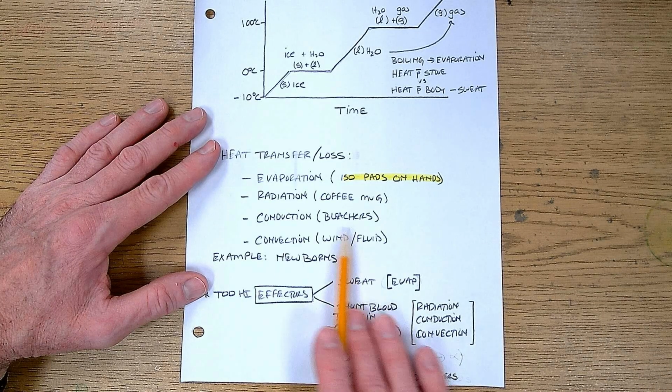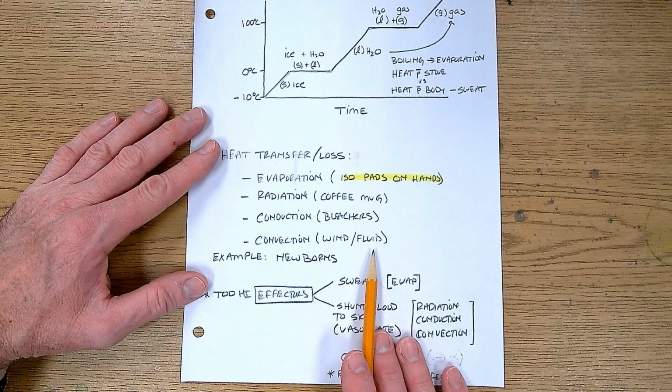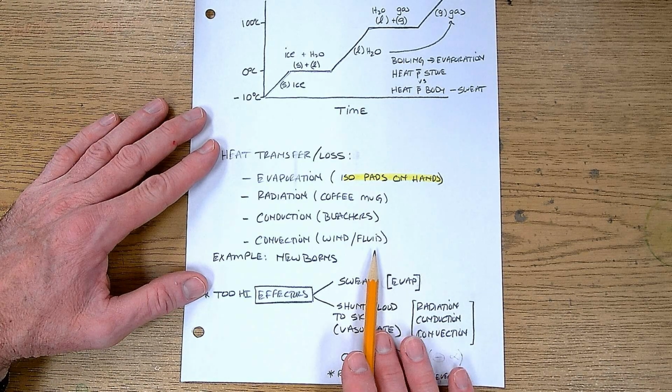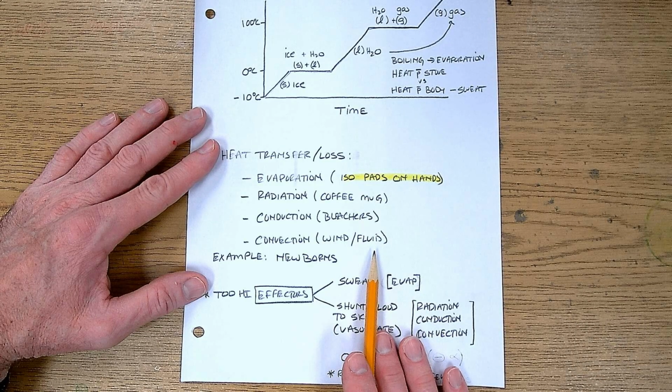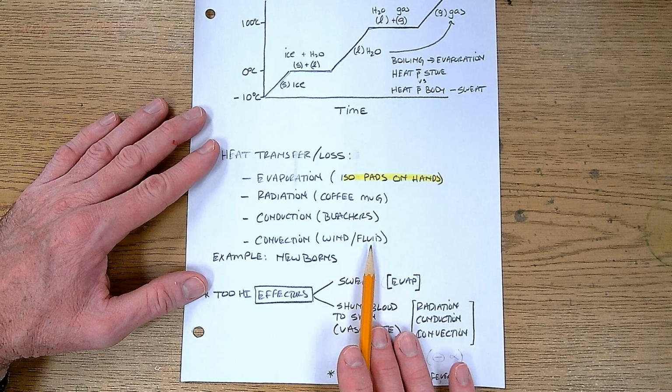Well, convection in heat loss or heat transfer can be witnessed by wind or by water. So you know it's cold out when it's a really windy day. You can also lose heat if you stand in a stream, the water is passing by you and pulling heat away from your body. So convection is either using wind or fluid to draw heat away from the body.